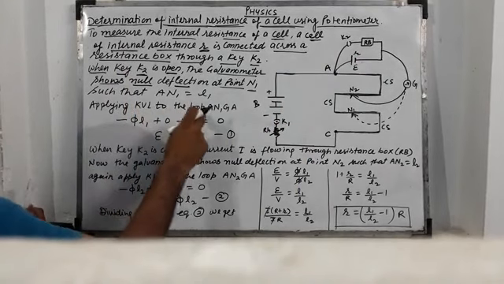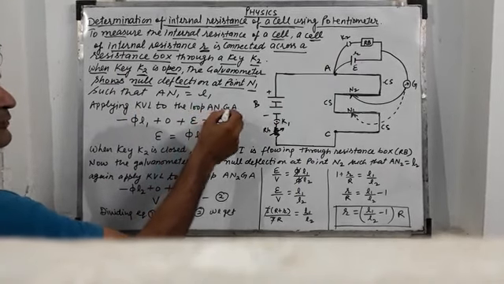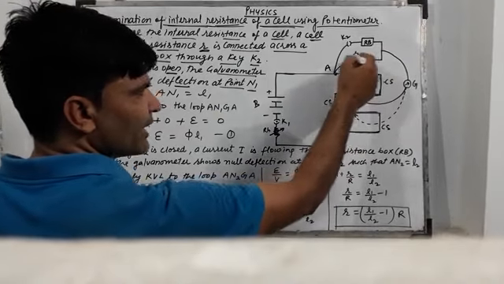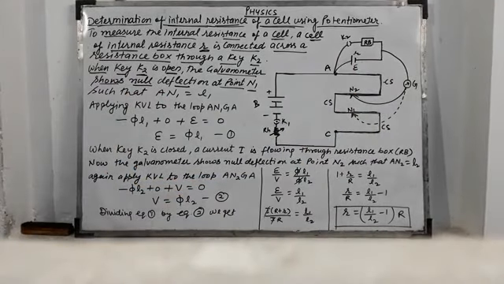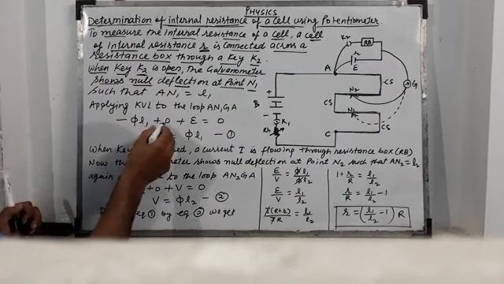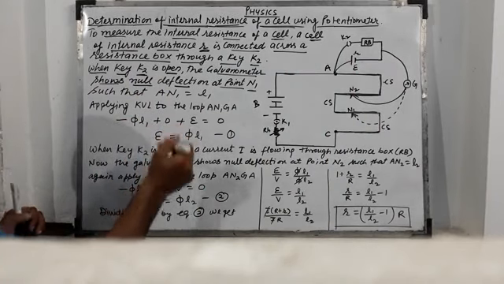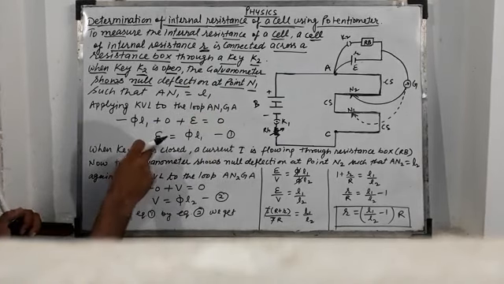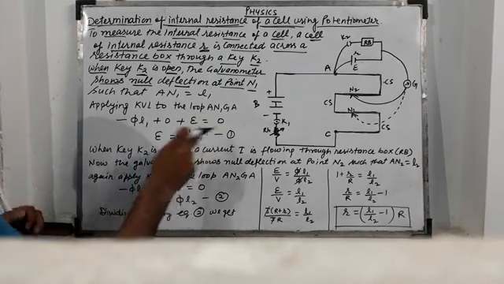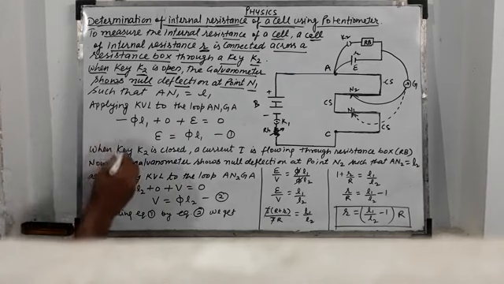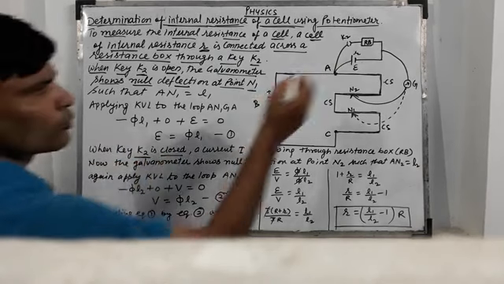Applying KVL to the loop A-N1-G-A, we get minus phi L1 plus 0 because of null deflection plus E, the EMF of the cell, is equal to 0. So E is equal to phi L1, equation number 1. Now the case when key K2 is closed.